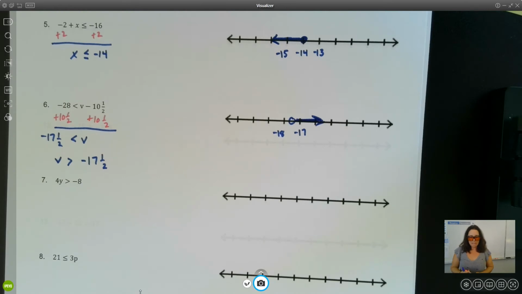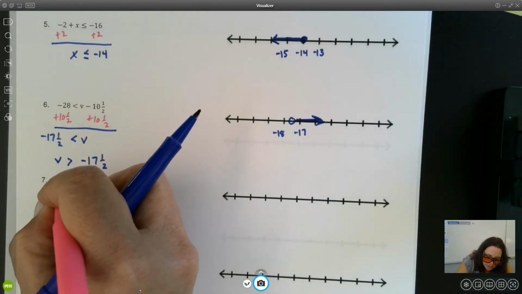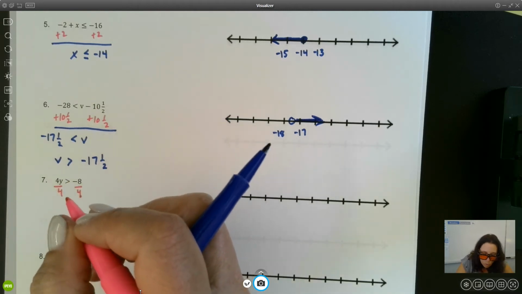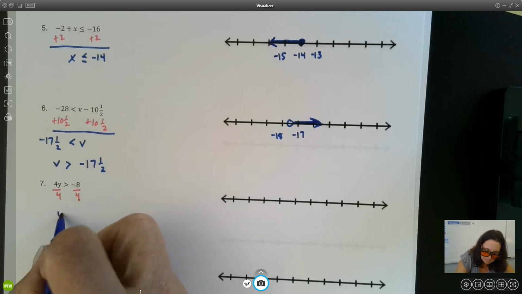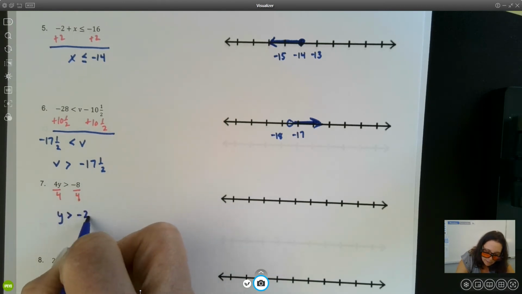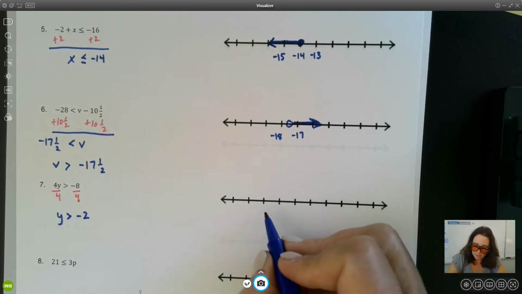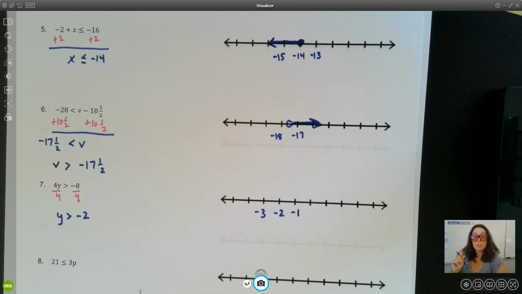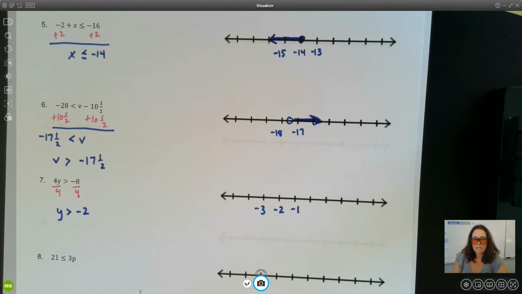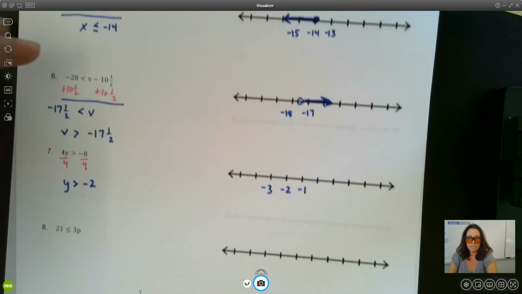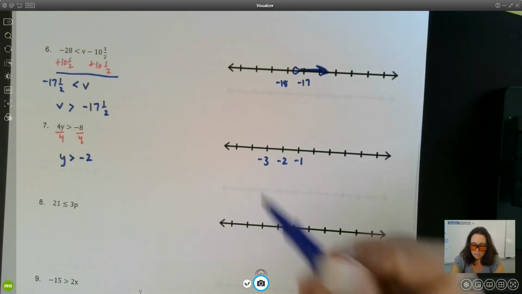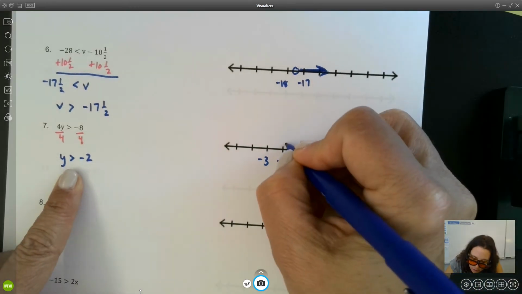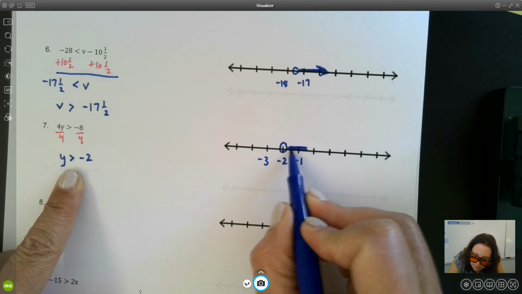Okay. This guy, you're going to divide by 4, that's the inverse operation, or multiply by 1/4, that's the same thing. Y is greater than negative 2. So on this number line, I want a negative 3, a negative 2, and negative 1. Please note the order of negatives. It seems backwards to some kids. Stop and think about it though. Further left would be negative 3 and negative 2. Open circle, shaded right.